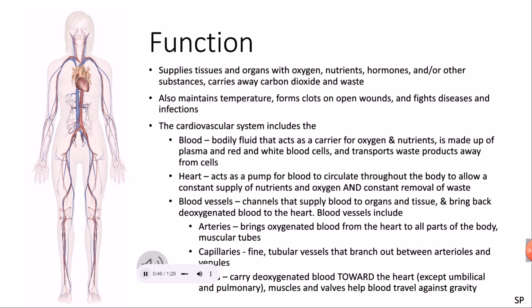Blood vessels act as a channel that supply blood to organs and tissue and bring back deoxygenated blood to the heart. Blood vessels include arteries, which bring oxygenated blood from the heart to all parts of the body, made up of muscular tubes; capillaries, which are fine tubular vessels that branch out between arterioles and venules; and veins, which carry deoxygenated blood towards the heart, except umbilical and pulmonary; and muscles and valves help the blood to travel against gravity.